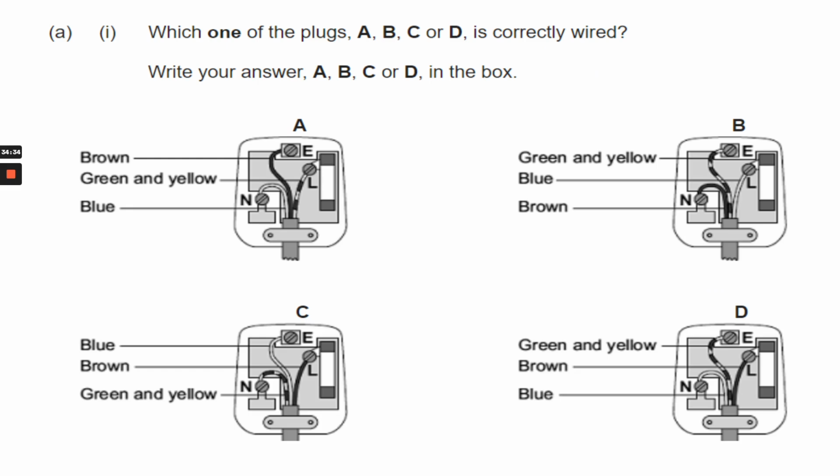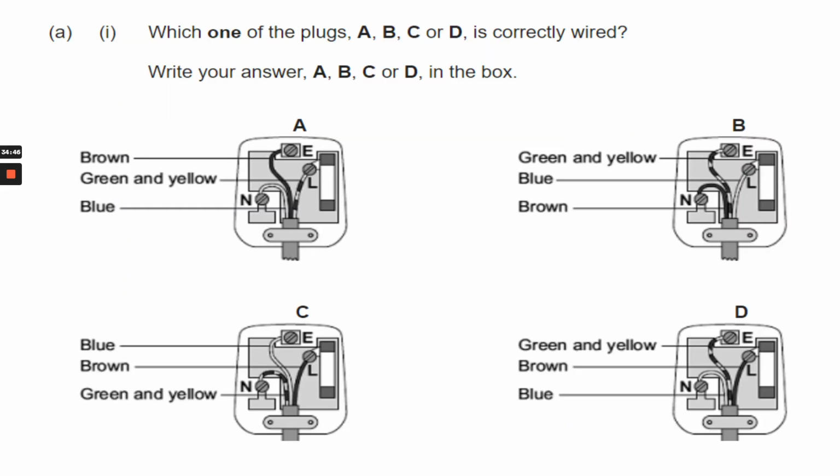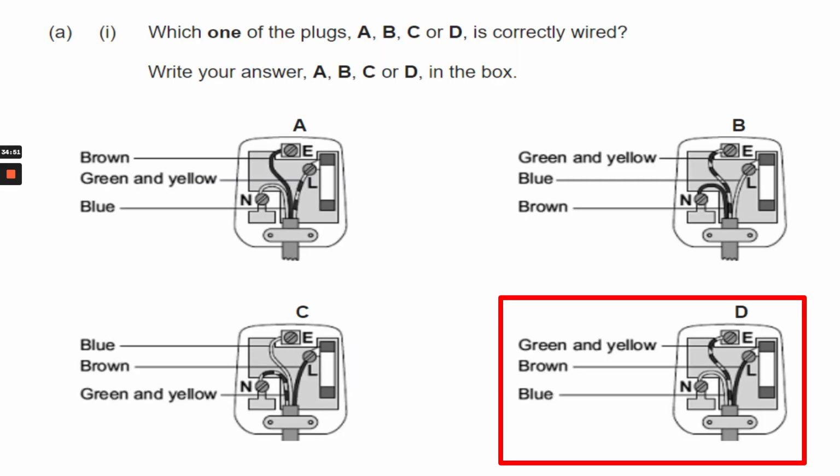Now, here's a question. Which one of these plugs is correctly wired? Now, I know the middle one is green and yellow. I remember that. So it's going to be B or D. And the neutral wire turns out to be blue. So that will be your answer there. It's answer D.